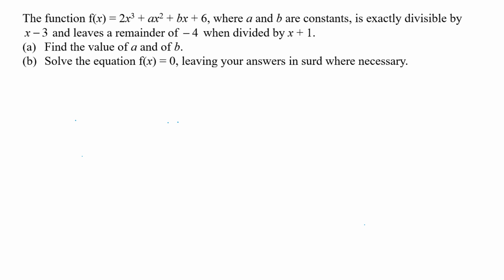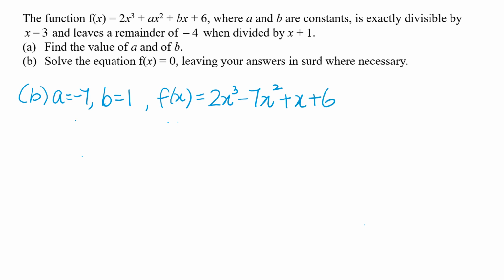Let's look at part B. Part B is slightly harder, because you are asked to solve the equation and that involves you having to find the quadratic factors. So what we're going to do is substitute the values of a and b into f of x. Since we are told in the beginning that this function f of x is exactly divisible by x minus 3, that means x minus 3 is a factor.